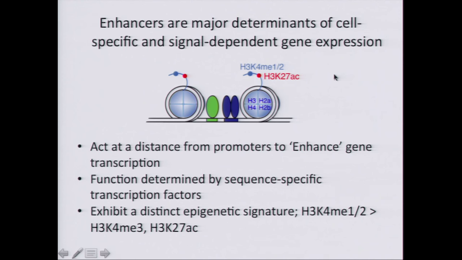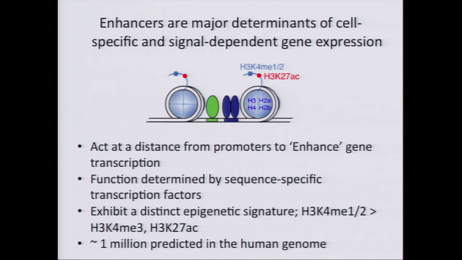Now, the work of the ENCODE consortium has really dramatically advanced our understanding of how these enhancers are selected, and through the annotation of hundreds of cells using a variety of combinations of histone marks, it is suggested that there may be on the order of a million of these types of functional elements within the genome.